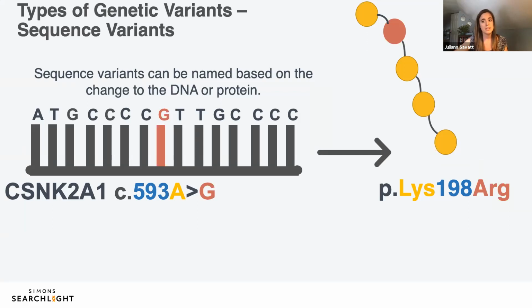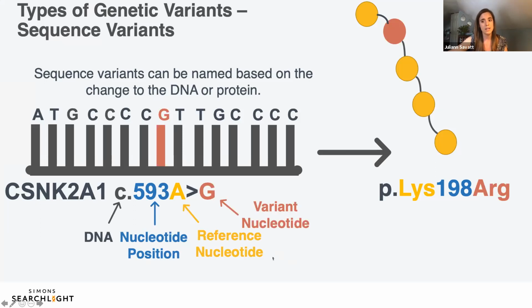Sequence variants are typically named based on the change to the DNA and the change to the protein. If you see a c. (c dot) on your report, this tells you what the change to the DNA is. That c. is often followed by a number, so this tells us exactly what letter is changed in our DNA. So in this example, we're talking about the CSNK2A1 gene, and we're talking about letter 593 within that gene. So if we start at 1 and count up to 593, that's where we're talking about.